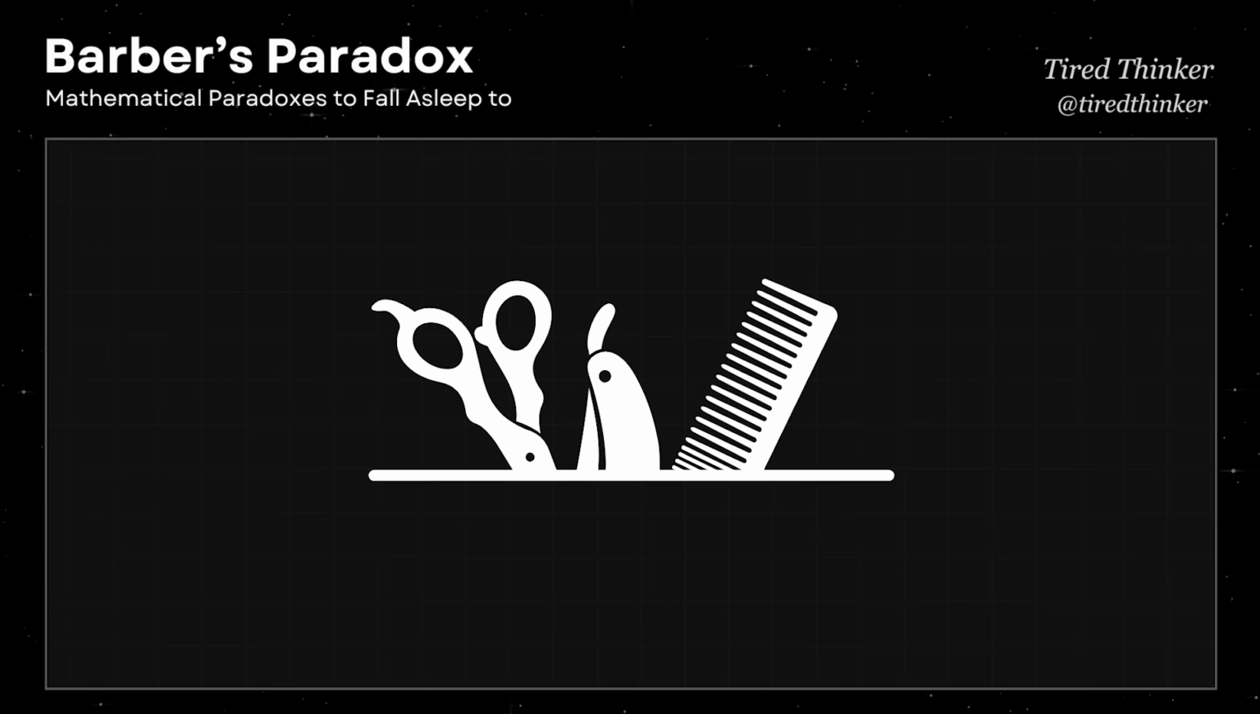The Barber's paradox is a simplified version of a more complex problem called Russell's paradox. British philosopher and mathematician Bertrand Russell discovered it while working on set theory. He noticed that some sets, or groups of objects, could be defined in ways that led to contradictions.